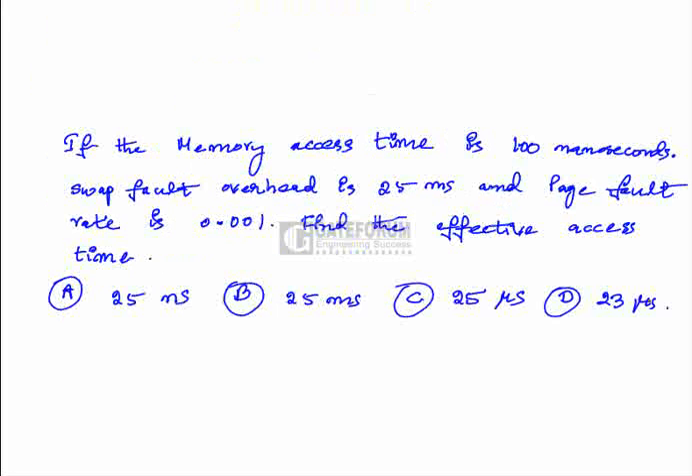If the memory access time is 100 nanoseconds, the swap fault overhead is 25 milliseconds, and page fault rate is 0.001, find the effective access time. A, 25 nanoseconds; B, 25 milliseconds; C, 25 microseconds; D, 23 microseconds. So here we need to find the effective access time. There is one formula in paging: effective access time is (1 minus P) into memory access time plus P into page fault service time.